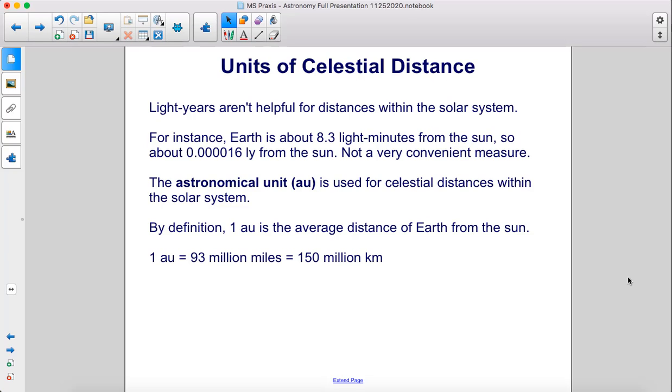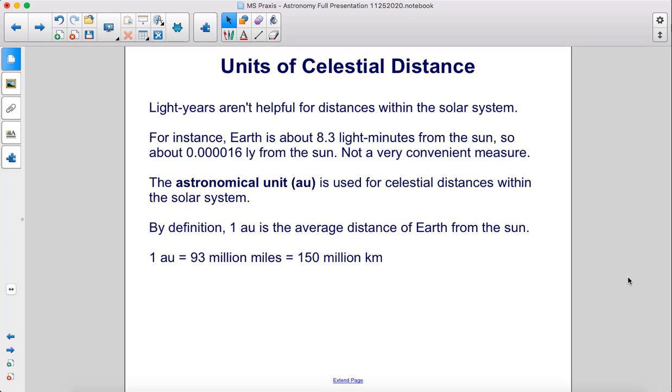Light years aren't helpful for distances within the solar system. For instance, Earth is about 8.3 light minutes from the Sun, so about 0.000016 light years from the Sun. Not a very convenient measure.